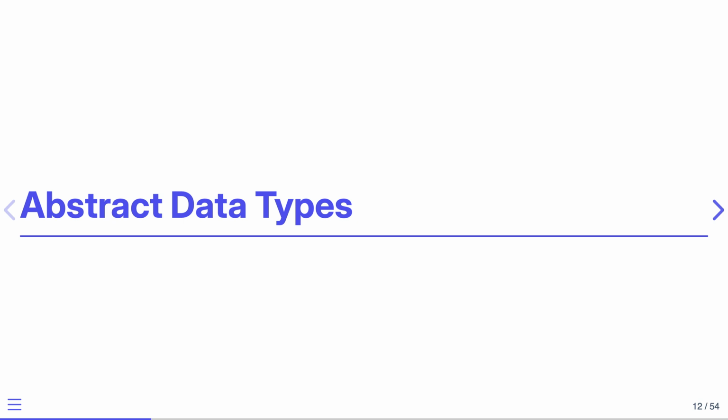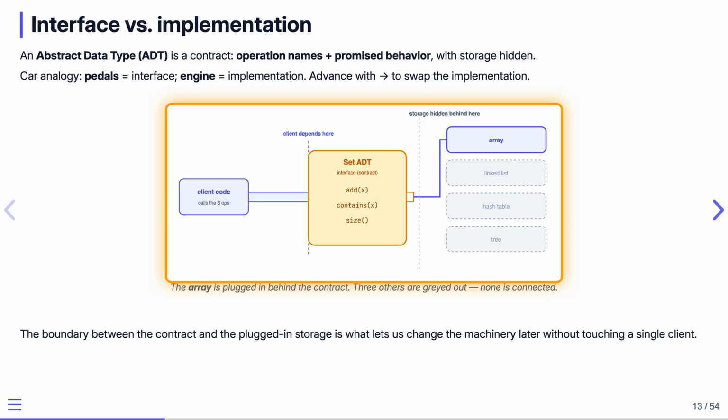Now we turn to abstract data types. This is where we separate what a structure promises to do from how it is built inside. An abstract data type, or ADT, is a contract. It lists the operation names and what each one promises to do. The storage is hidden. Think of a car.